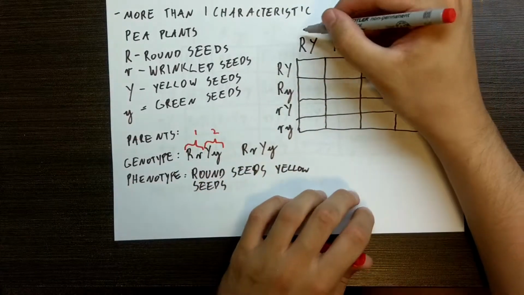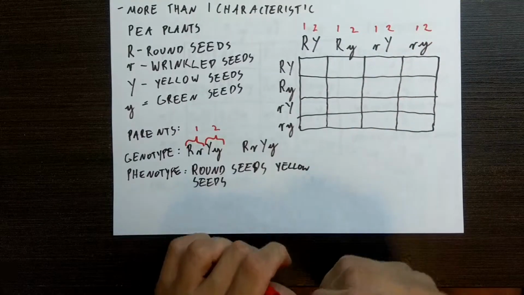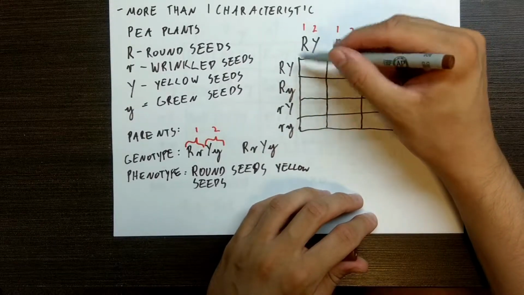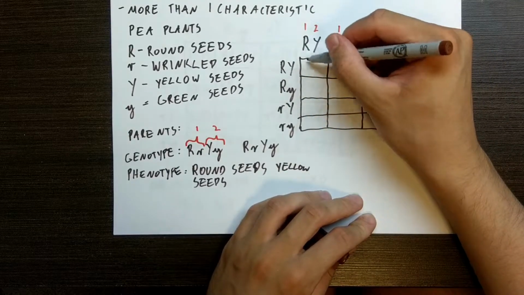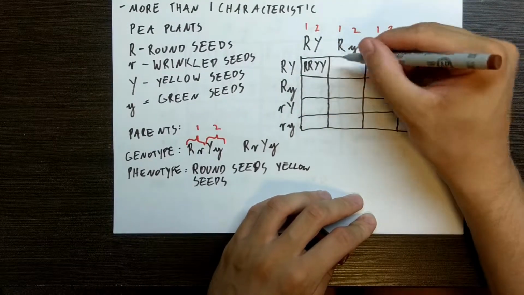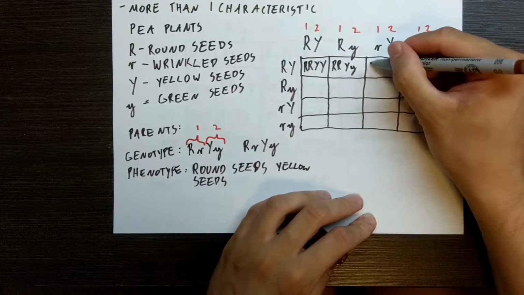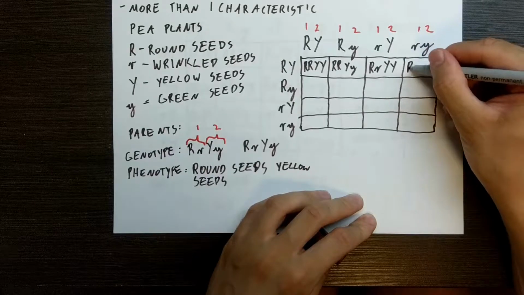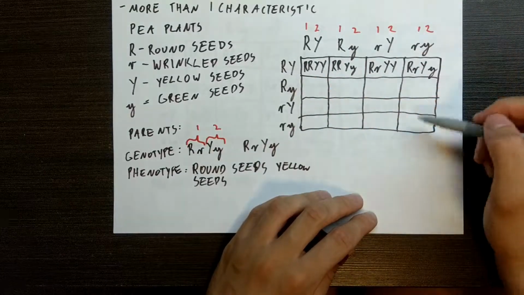So we have here one from box 1, one from box 2, box 1, box 2, and so on. Okay. So we are mixing. So we are basically throwing together all of these alleles now to give us a full genotype. So here we can have round round and yellow yellow. Here we have round round and yellow green. Here we have round wrinkled and yellow yellow. And here we have round wrinkled and yellow green. And that's how we would fill in the whole thing.